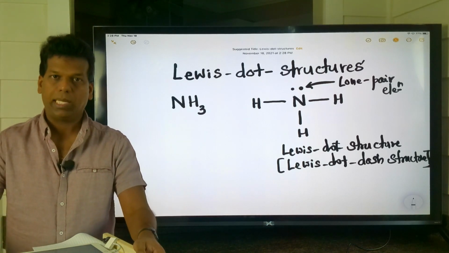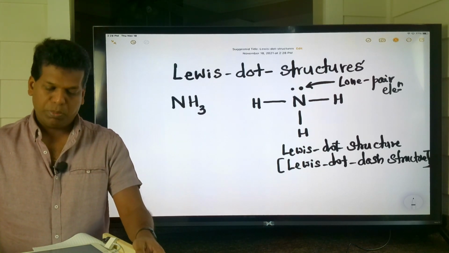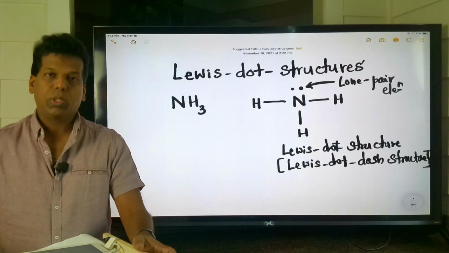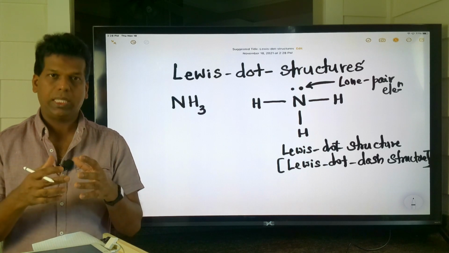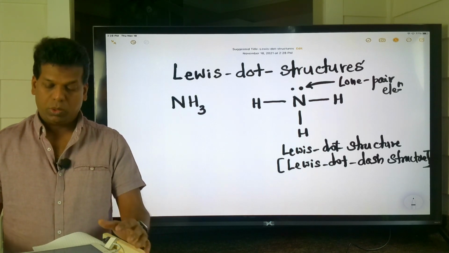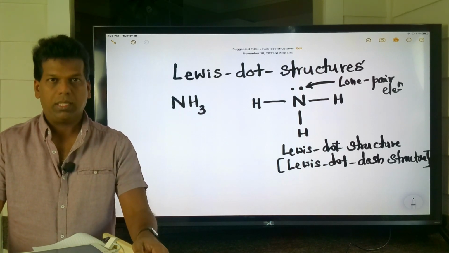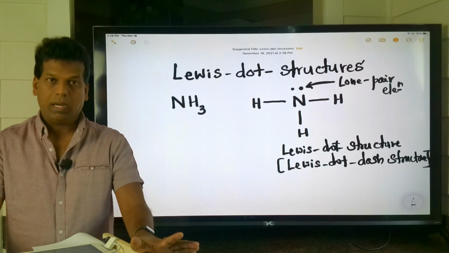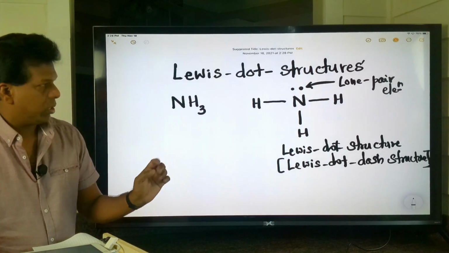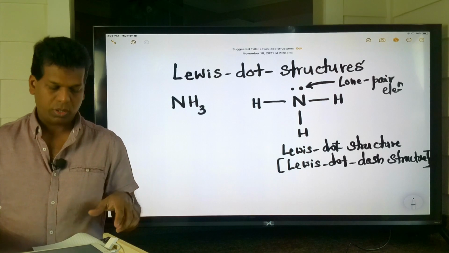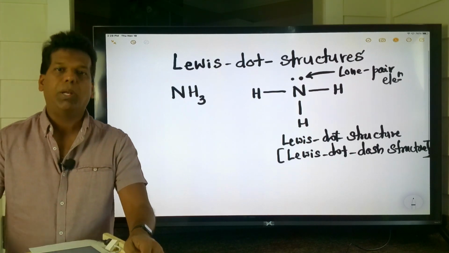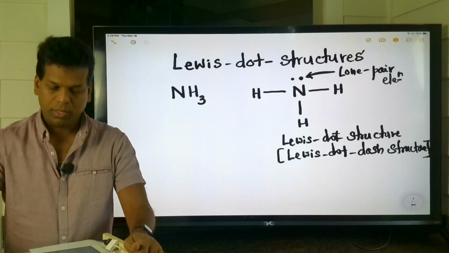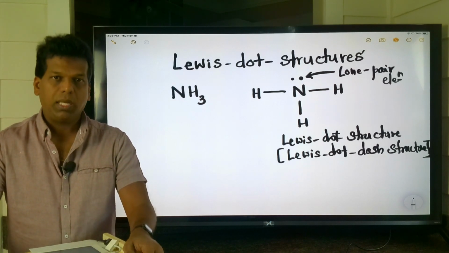writing the molecular formula. This is important, especially when you are going to decide the molecular geometry, how this molecule is arranged in 3D space. So writing the Lewis dot structure is really important. That is our topic today, the Lewis dot structure, how to write a Lewis dot structure for a molecule. Let's start with the simple one and then move on to big molecules.